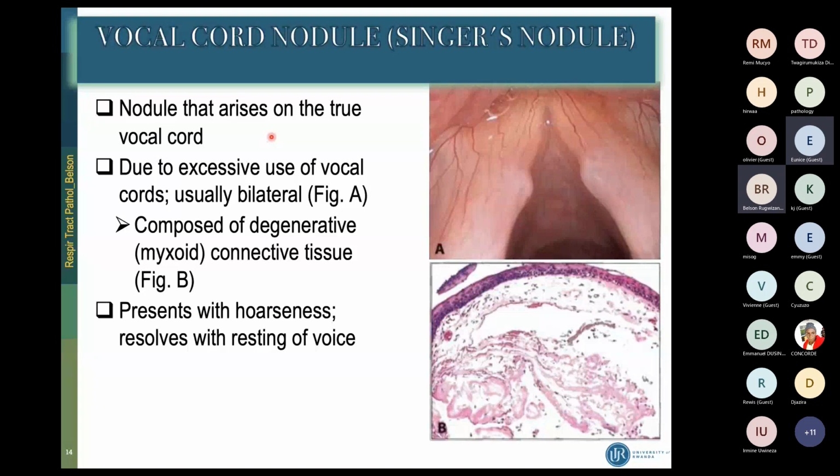So the vocal cord nodule or singer's nodule, you understand, it is a nodule that arises from the two vocal cords, and usually bilateral as it is shown here on both of these vocal cords. So usually it is composed of degenerative tissue. Here, you have the degenerative tissue, you might think there are fibers, but they are not fibers, rather it contains fluid, water. So we call it myxoid background. It is common in people who use their voice a lot, and the treatment is nothing else than just to rest, to make sure the voice is in resting condition.